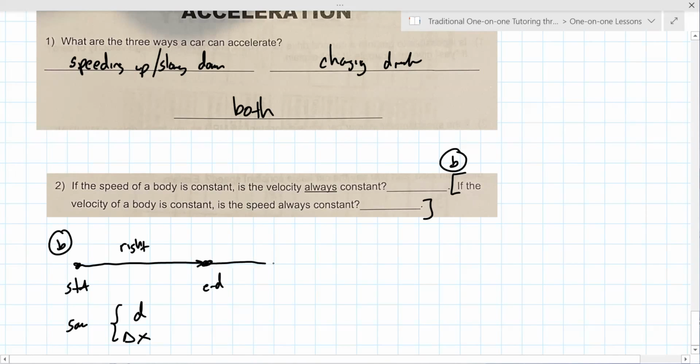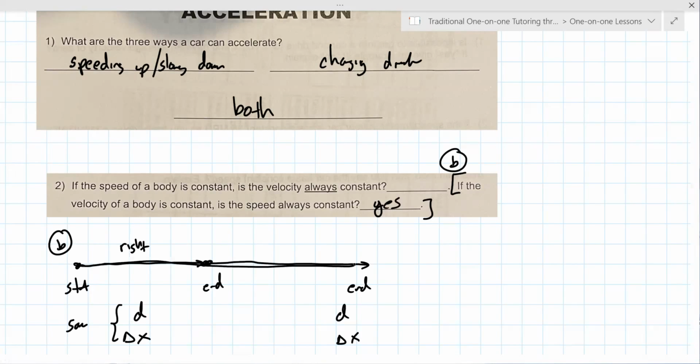Now let's say you go a little bit further and you end here. You've still gone D and you've still gone delta X. So the answer to the second one, if the velocity of a body is constant, the speed is always constant, is a yes, because of this same direction movement that they're going. Is that okay? Is that clear? Kind of. Okay.